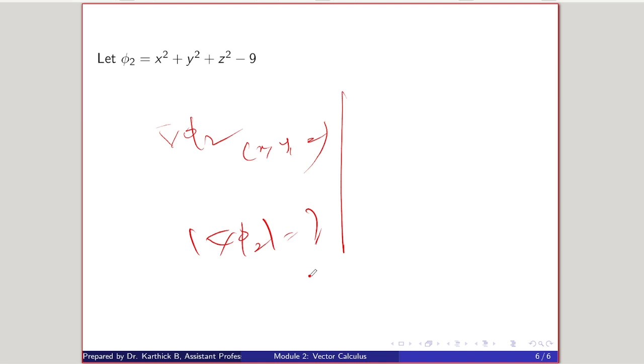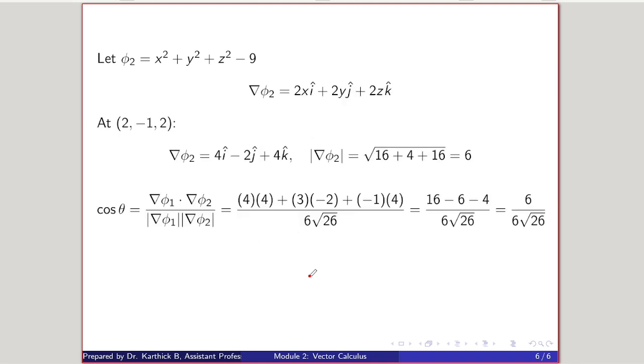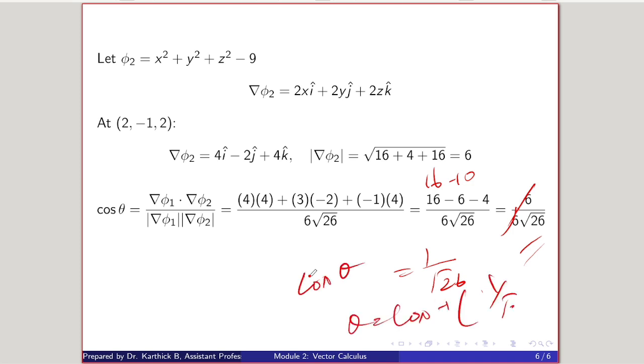And then we will use the formula. Okay, so we find this. Finally, with the formula, we will get 6 by 16 minus 10 becomes 6. The 6 cancels, and it will be 1 by square root of 26. So cos theta is equal to this. Theta will be equal to cos inverse of 1 by square root of 26.